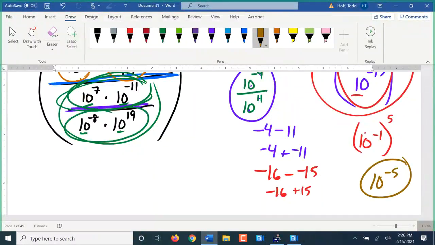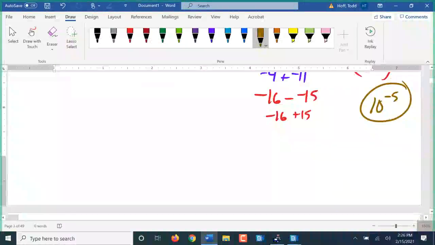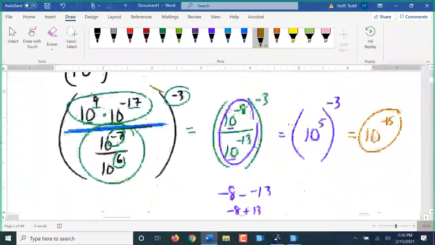Probably won't get quite that ugly with you on a test or quiz unless it's an extra credit question. There might be an extra credit question out there that's pretty miserable, pretty long, even worse than that. But again, that would be extra credit. For standard credit, I wouldn't expect you to do anything more difficult than maybe this one.